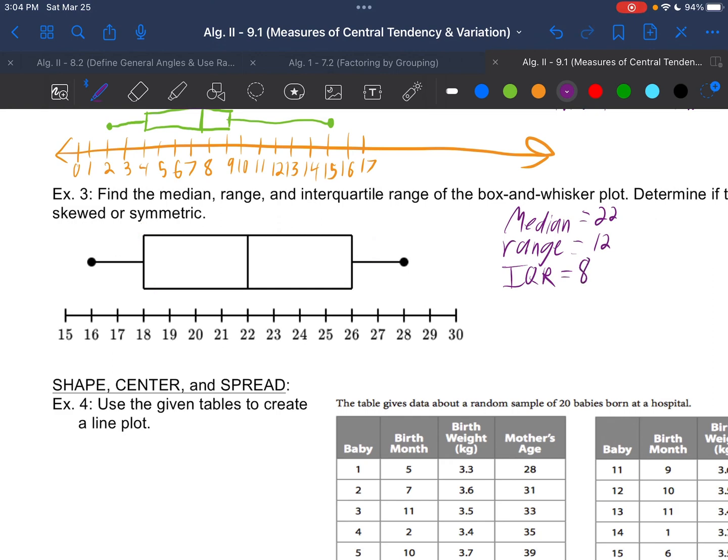Now, is this data skewed or symmetrical? We can see it goes 2 out from the box, 2 out from the box, and our median is actually exactly halfway into our box. So the data here is not skewed, rather it is symmetric, or we can say symmetrical.